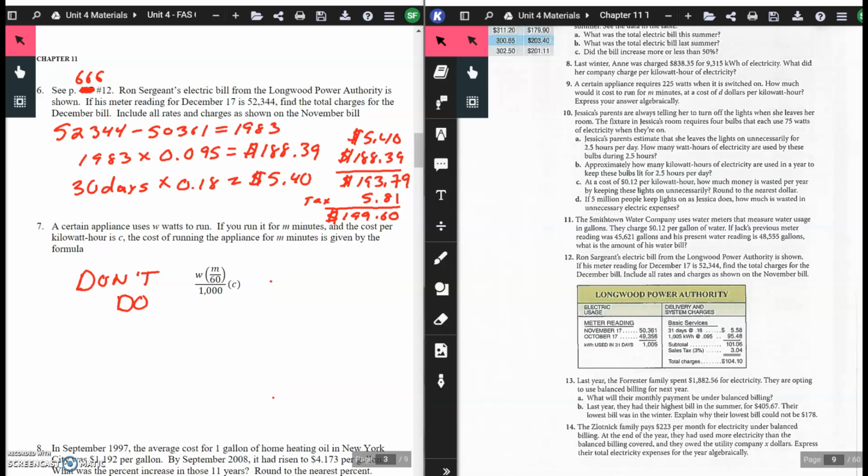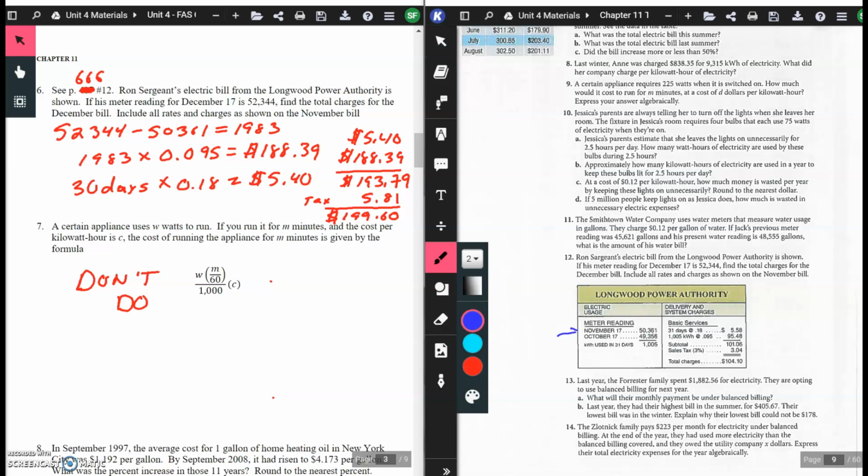So this bill off to the right hand side here is the Longwood Power Authority for November. The reason we know that is if you look right here, we have October 17th through November 17th. So that's 1 month, and you're going to pay it in November. His reading on December 17th, 1 month after his last bill, was 52,344. So you're going to take your 52,344, which is your new reading, and subtract off your last reading, which is right here, 50,361. So it gives you a total new amount of 1,983.